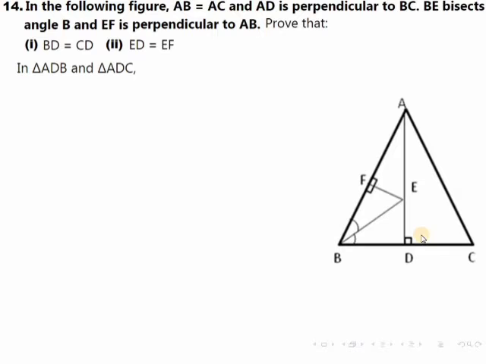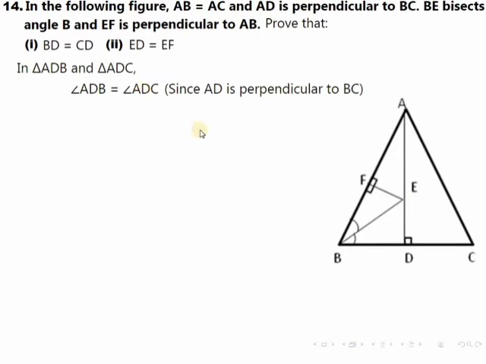Okay. Now just look at this. Here, see carefully, angle ADB is equal to angle ADC. ADB is this angle and ADC is this angle, and both of them are exactly 90 degrees. So that's why they are equal.